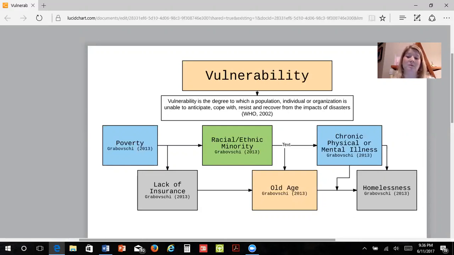Homelessness is an enormous population that's very vulnerable, also vulnerable in the sense that they're impoverished, they don't seek care, they don't have insurance, they're often elderly, people with chronic or mental illness. All of these intertwine and connect. And that's it for my vulnerability lucid chart.